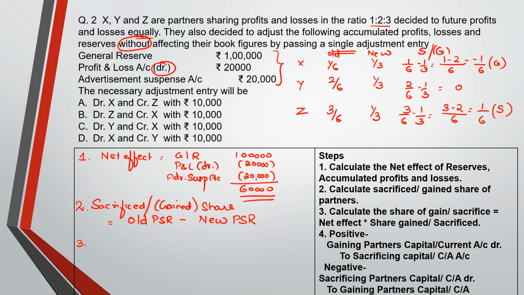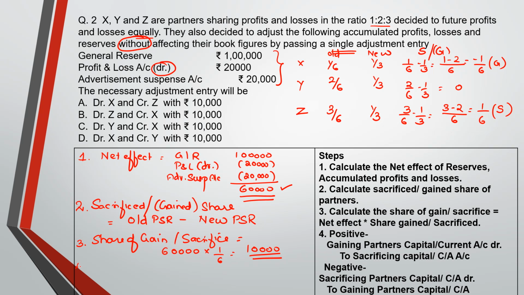After doing this step, next you're supposed to calculate the share of gain or sacrifice. So in this 60,000, what is the sacrifice or gain? So the share of gain or sacrifice, how do we calculate? It is simple. Use the formula. You take the net effect that you have calculated in step 1, multiply it by the share gained or the share sacrificed, and therefore it will be 60,000 net effect into 1 by 6. So 10,000 is the share of gain or sacrifice.